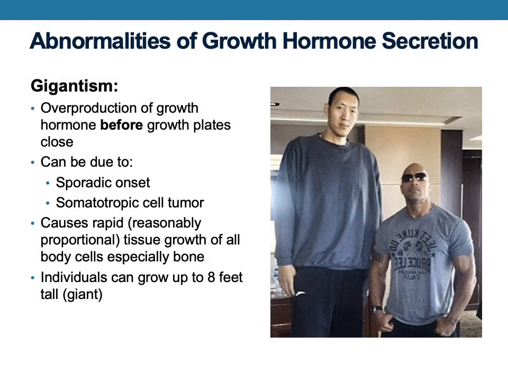Abnormalities of growth hormone secretion. One of the conditions associated with abnormal increased secretion of growth hormone is gigantism. Gigantism is caused by overproduction of growth hormone before growth plates close. This overproduction can come on sporadically or can be due to a tumor of somatotropic cells that develop prior to closure of epiphyseal plates and long bones. The abnormally high level of growth hormone causes rapid, albeit reasonably proportional, tissue growth of all body cells, especially bone. Individuals with this condition can grow up to 8 feet tall.